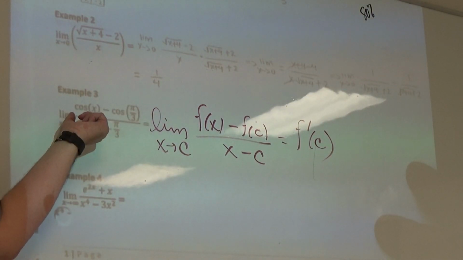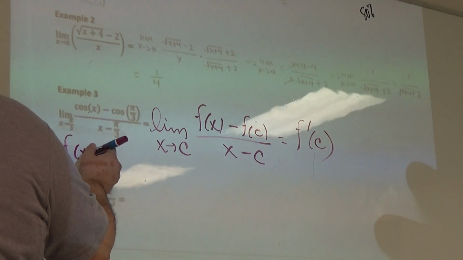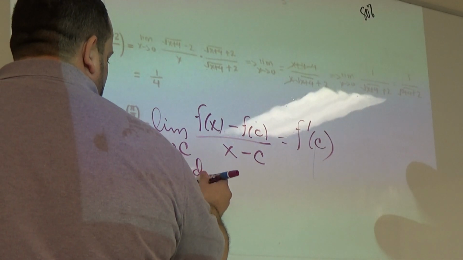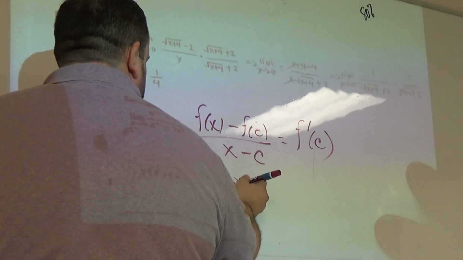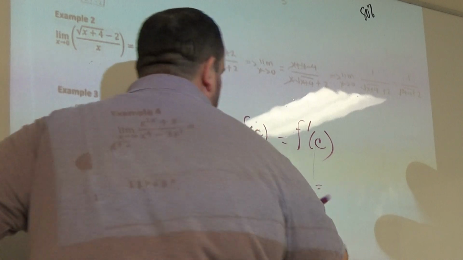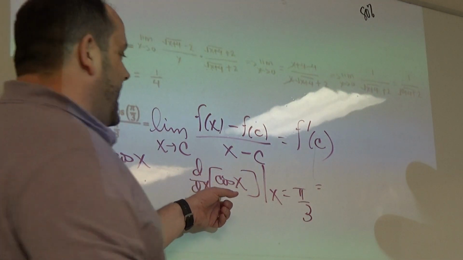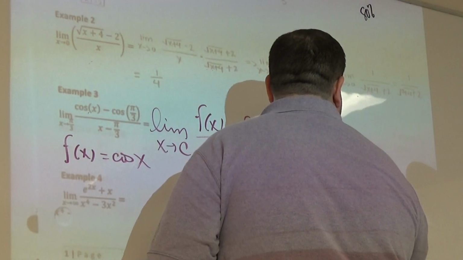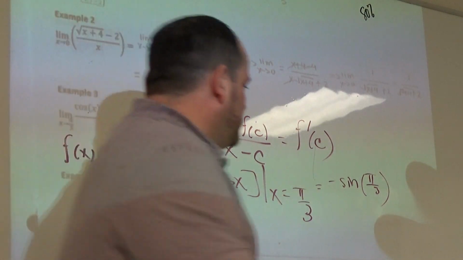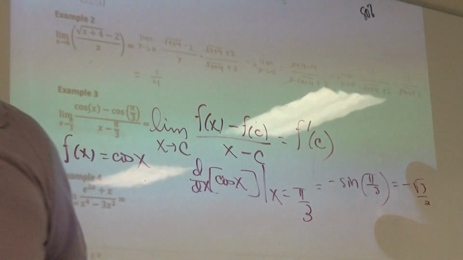The function in particular that you're looking at is cosine of x. So if f of x is equal to the cosine of x, what I'm asking for is the derivative of the cosine of x at pi over 3. And the derivative of cosine of x, everybody remembers, is negative sine of x. So I need negative sine of pi over 3. Sine of pi over 3 is square root of 3 over 2. Negative of that is going to be the negative square root of 3 over 2.